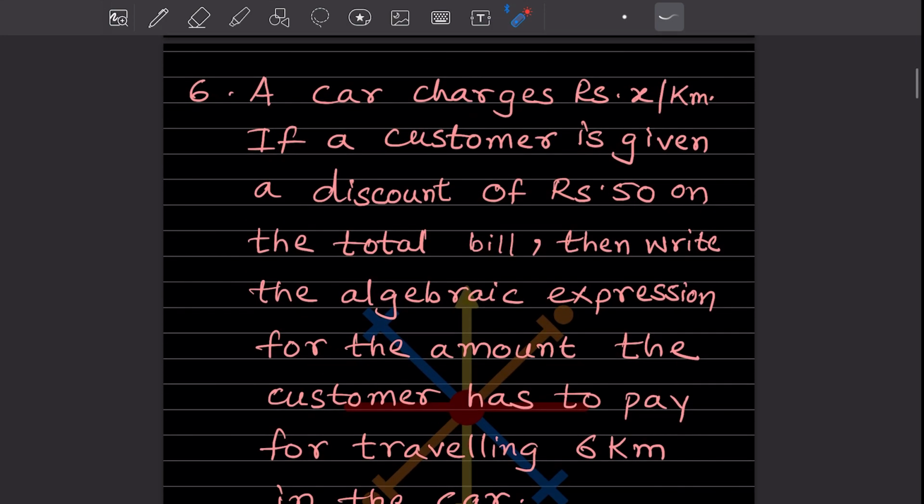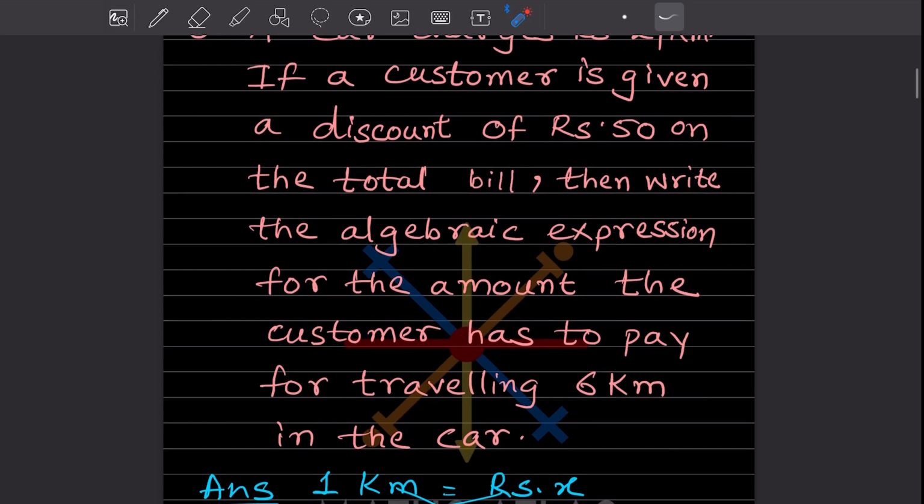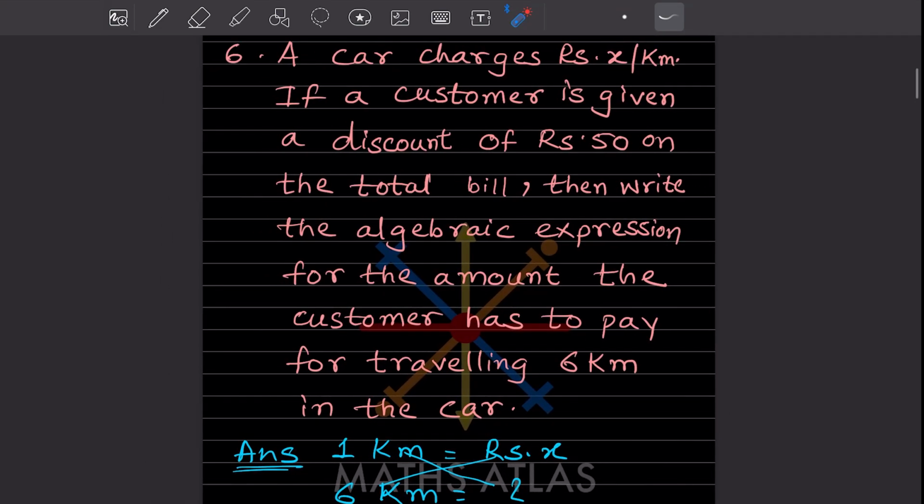Okay, now look at the next question that says that a car charges rupees x per kilometer. For 1 kilometer, the charge is rupees x. If a customer is given a discount of 50 rupees on the total bill, then write the algebraic expression for the amount the customer has to pay for traveling 6 kilometers. So this is very simple actually. Now for 1 kilometer, that is x that is given here. So for 6 kilometers, how much? So when you multiply, these two you are going to multiply, that is 6x. So that is going to be rupees 6x.